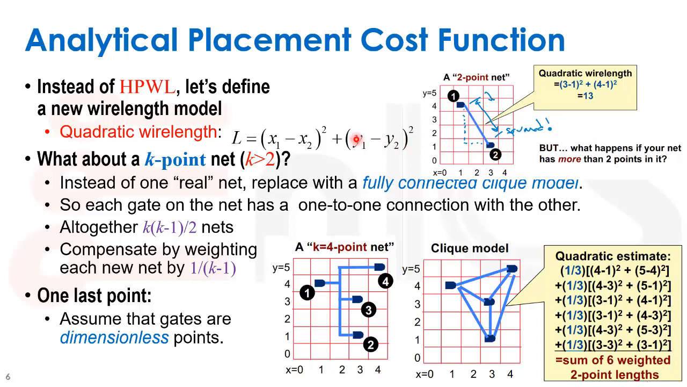Now, is that good? Is it easy to calculate? And the answer is it's not very hard to calculate, but probably this is harder to calculate than just the half perimeter wire length. So I don't think that's the answer.